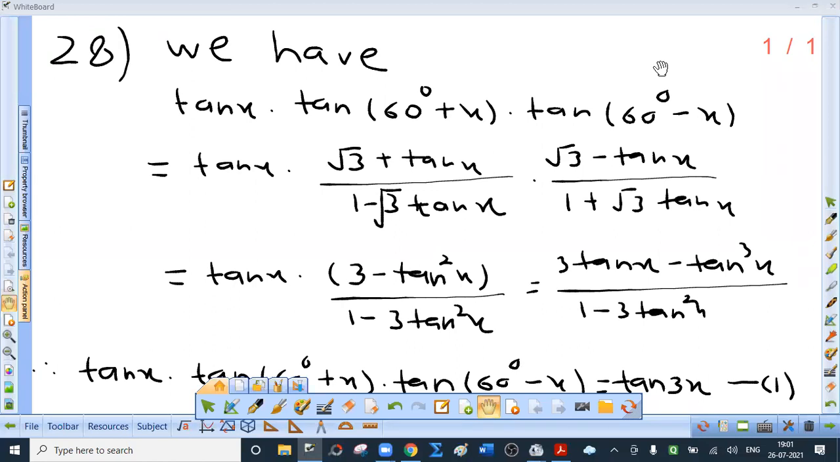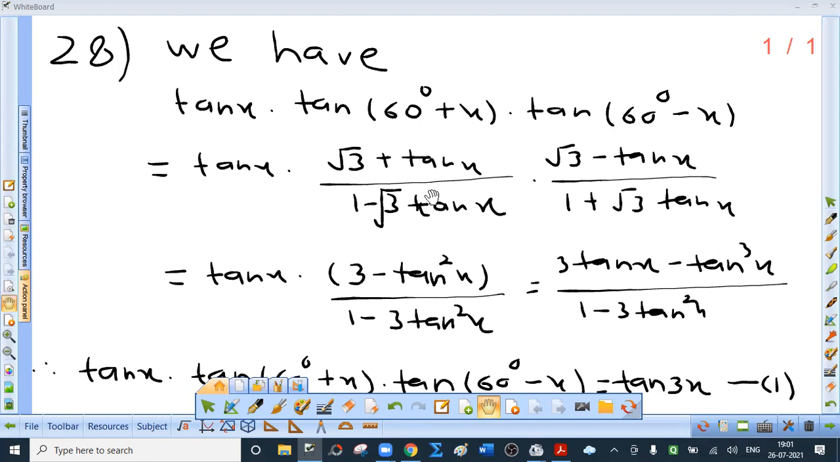Sum number 28. Prove that tan 6 degree into tan 42 degree into tan 66 degree into tan 78 degree equal to 1. To prove this, we have to begin with tan x into tan of 60 degree plus x into tan of 60 degree minus x. I hope you remember that if you put x equal to 20, then tan 20 into tan 40 into tan 80, we have already proved that it is root 3.